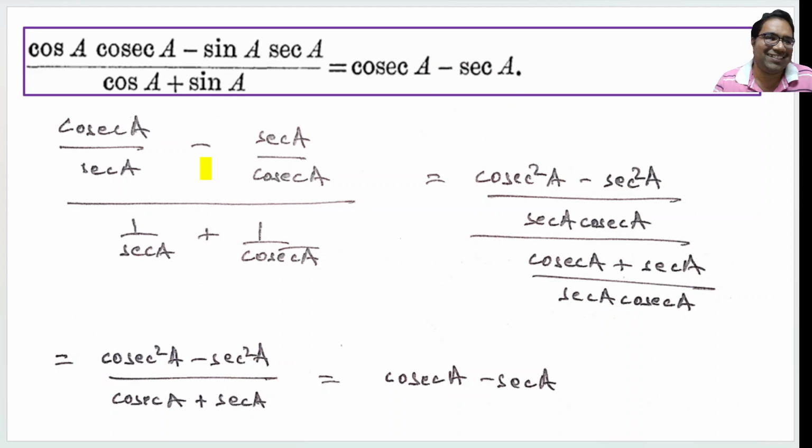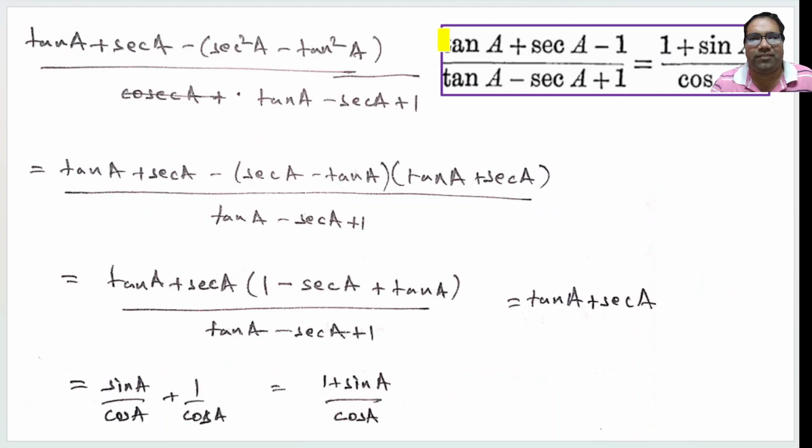Pretty straightforward, guys. Okay, let's look at one more. We have to prove (tan a plus sec a minus 1) by (tan a minus sec a plus 1) equals (1 plus sin a) by cos a. If you look at this, what is this? This is 1 by cos a plus sin a by cos a. What does it mean? This is actually sec a plus tan a. So we have to figure out a way to remove this denominator and this one also, and be left with only these two terms, which is just equal to sec a plus tan a.